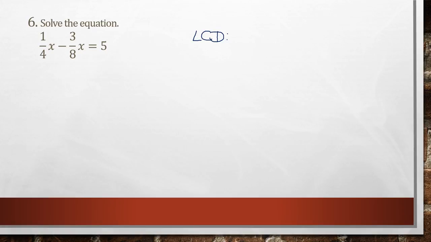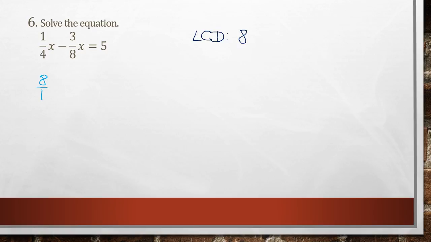So my least common denominator for these fractions would be 8. So I'm going to multiply through the entire equation by 8. And I can make 8 a fraction as well by putting it over 1. So we have 8, and like I said, we can make it over 1.